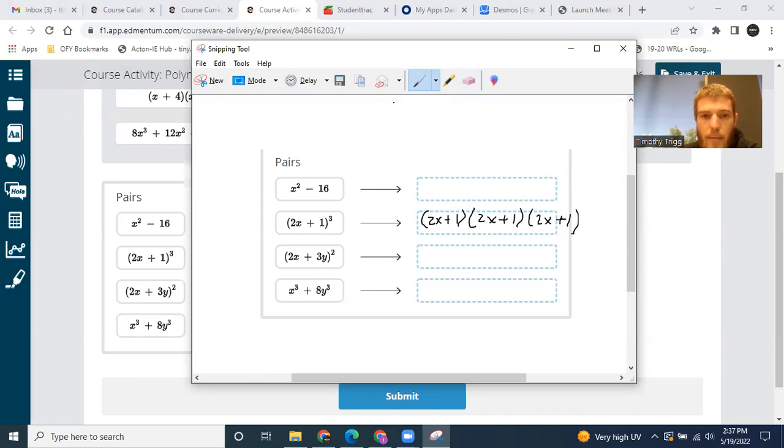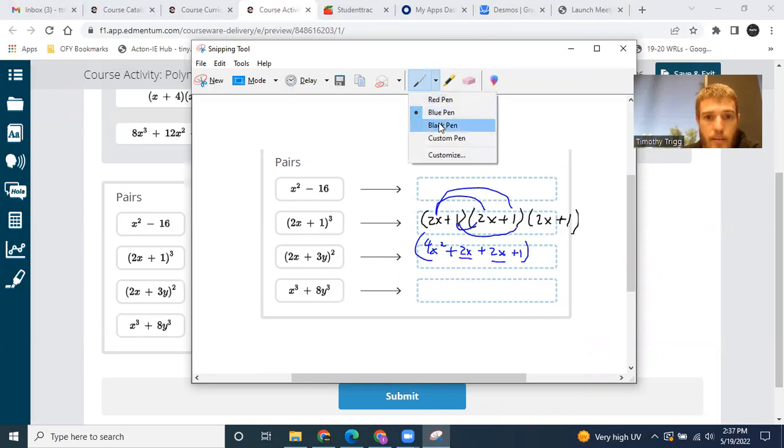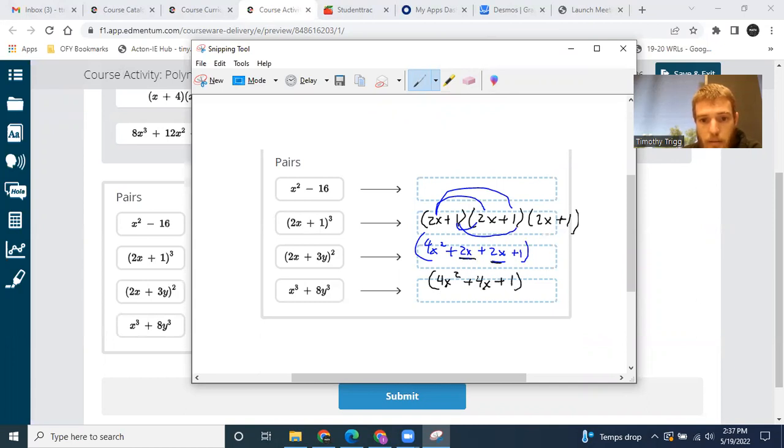I'm actually just going to multiply these first two together, and you just FOIL here. So 2x times 2x is 4x squared. 2x times 1 is plus 2x. 1 times 2x is another plus 2x. And then 1 times 1 is 1. I can combine this 2x and this 2x, giving us 4x squared plus 4x plus 1.